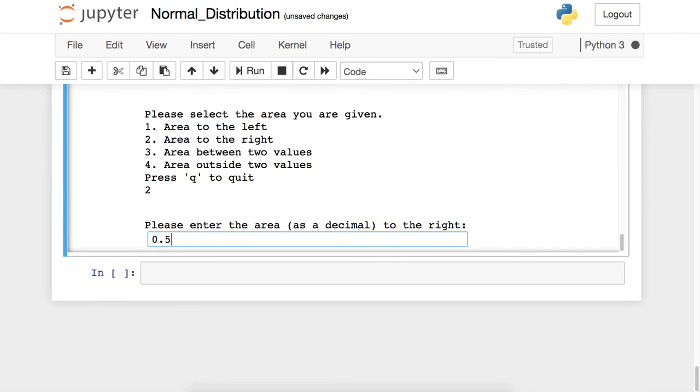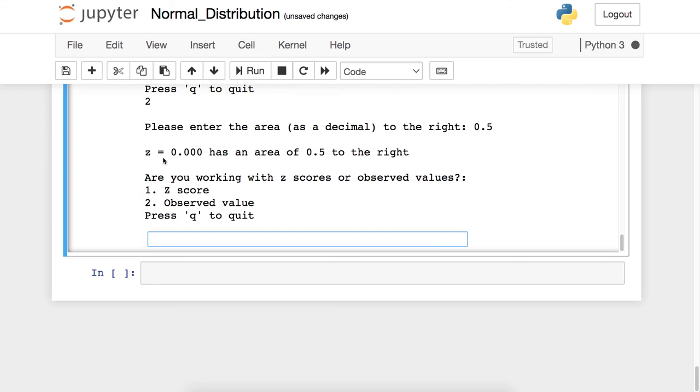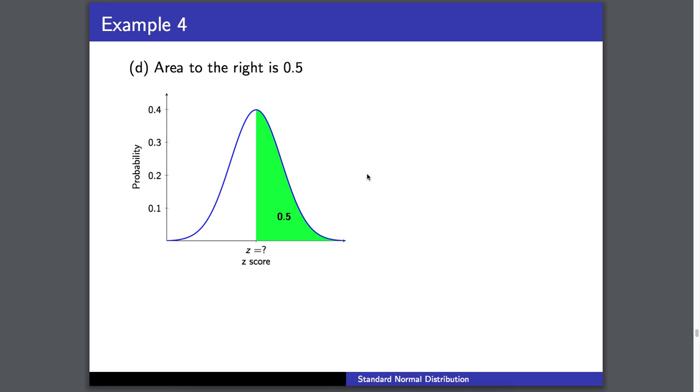Hopefully your answer is correct, and you said it was 0, because if you're the average, then half of them are to the right, the other half are to the left. So hopefully you thought z equals 0, and it confirmed your answer.